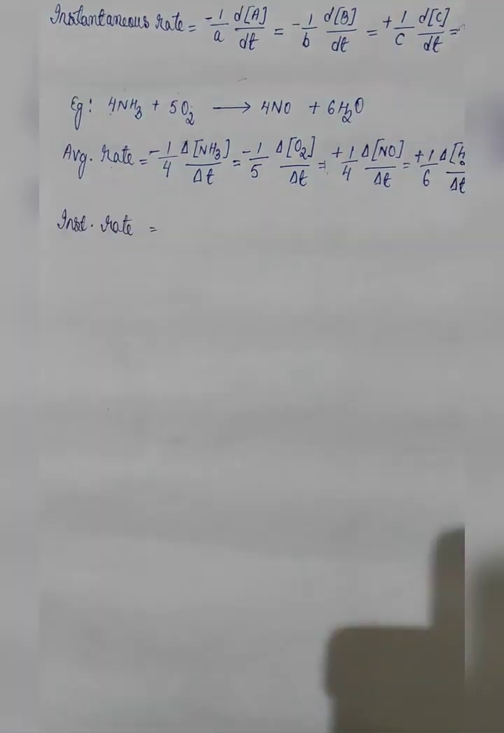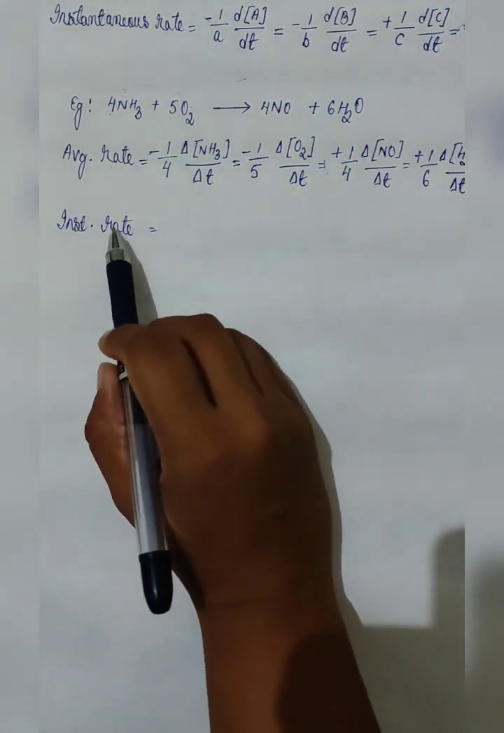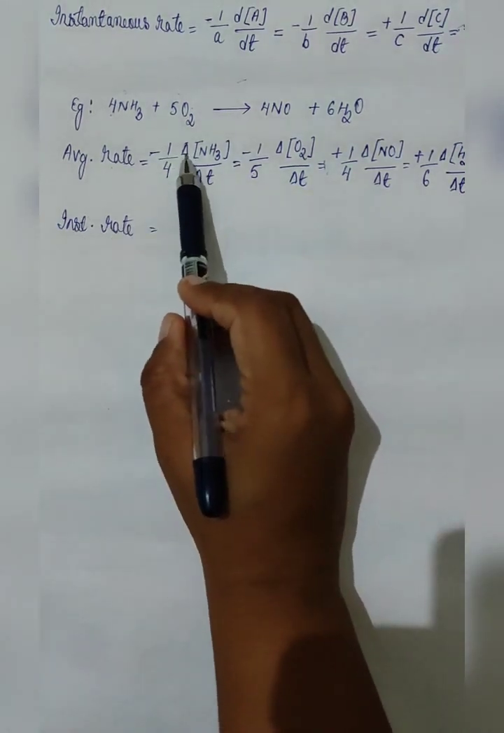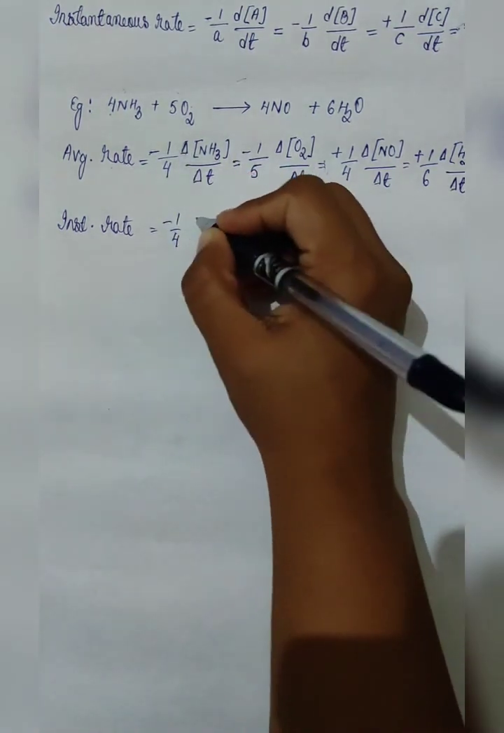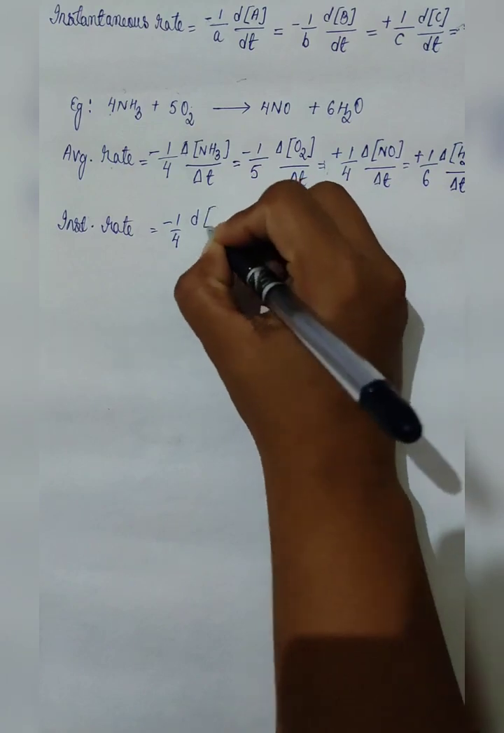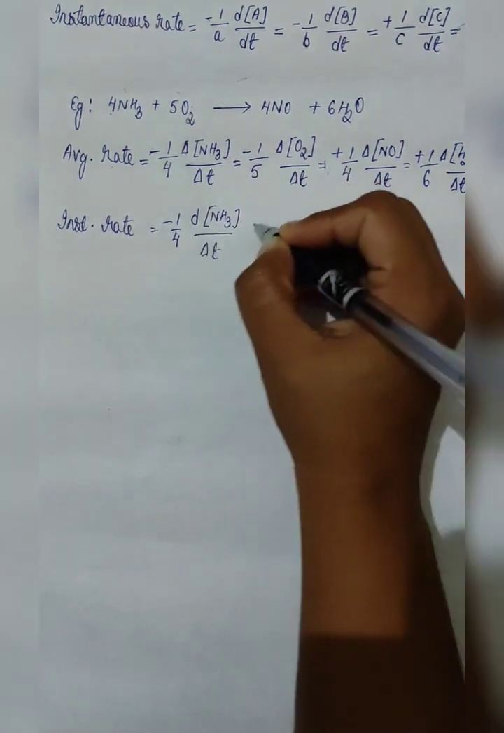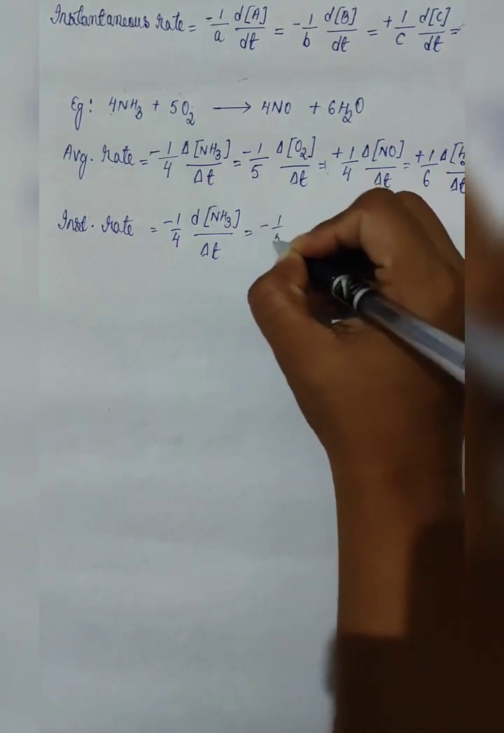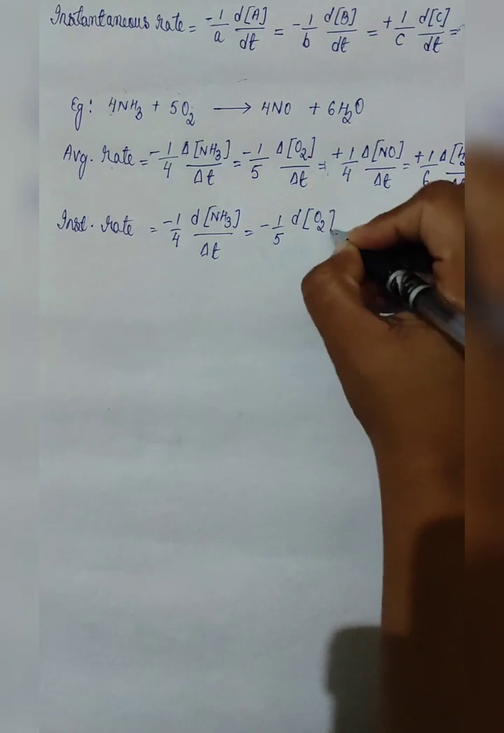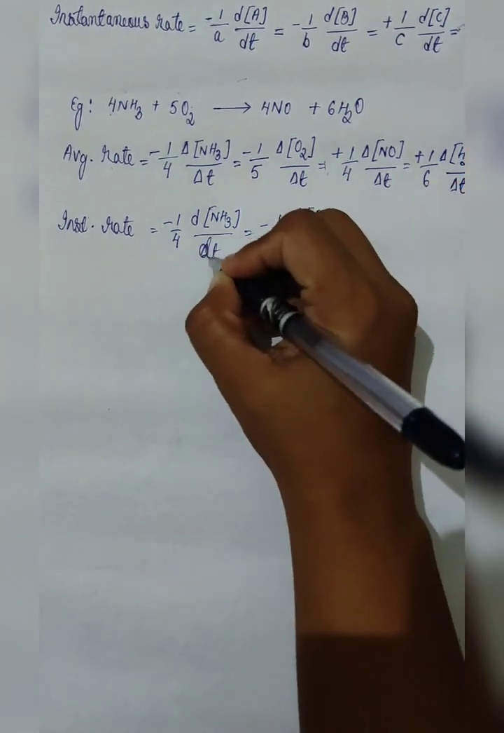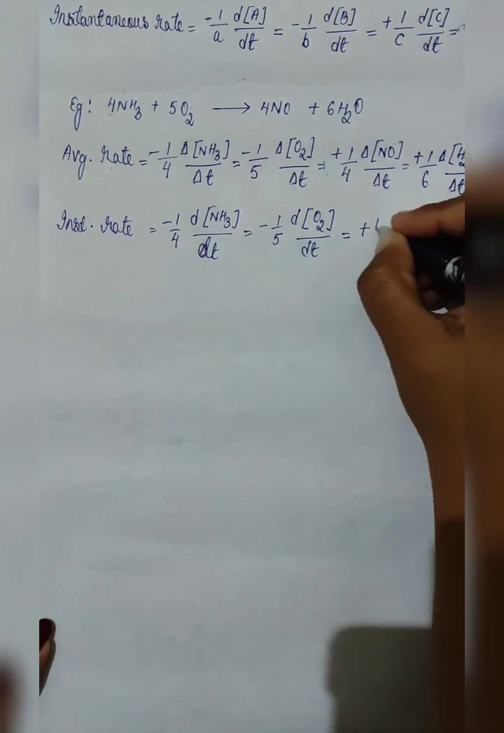Instantaneous rate will also be written in the same way. Just in case of instantaneous rate, instead of del, we'll be writing d. So we will write in the same way 1 divided by 4, d concentration of NH3, that means the first reactant, with respect to its time. Stoichiometric coefficient, then d concentration of the second reactant with respect to time, followed by the product.